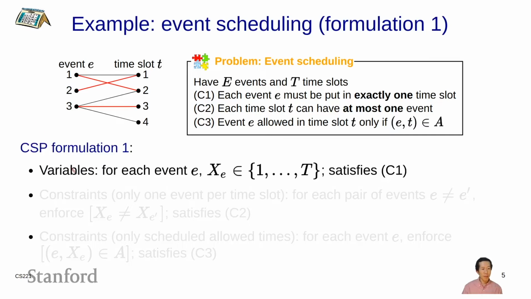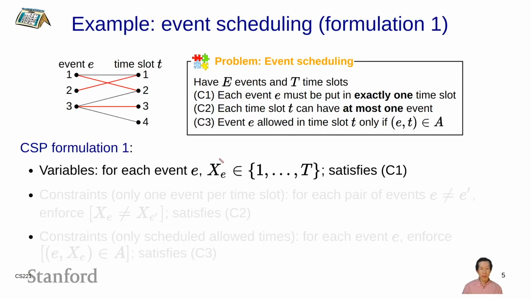So here I'm going to define a set of variables. For each event E, I'm going to define a variable x_e, and the domain of x_e is going to be some integer 1 through T. So notice here that right off the bat, I've satisfied condition C1, because in a CSP, every variable has to take on exactly 1 value, and so that means that each event will be put in exactly 1 time slot.